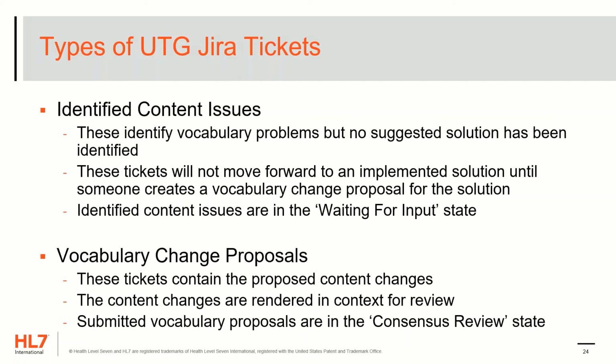The second type are vocabulary change proposals, which are tickets in the consensus review state, which provide a fully defined solution to a terminology issue or need. This solution includes all proposed content changes to the terminology artifacts in UTG. These are rendered in the same way that the HL7 terminology artifacts are on their own build page. These tickets may be reviewed and voted on, and if approved, the proposed changes will be implemented in the current build.